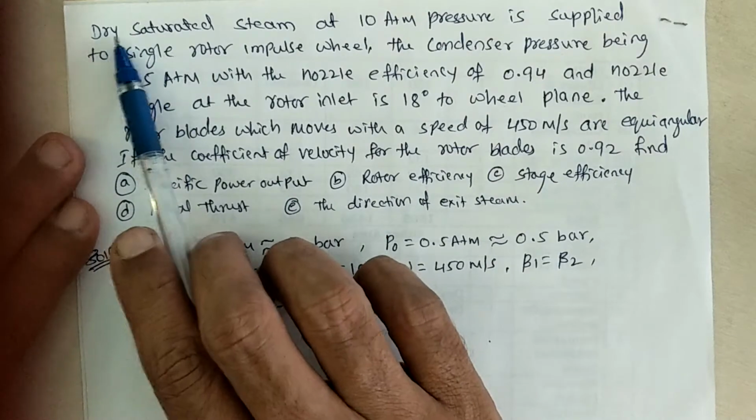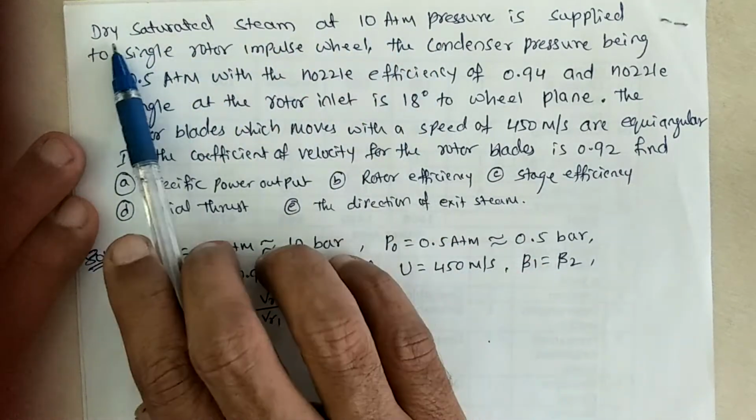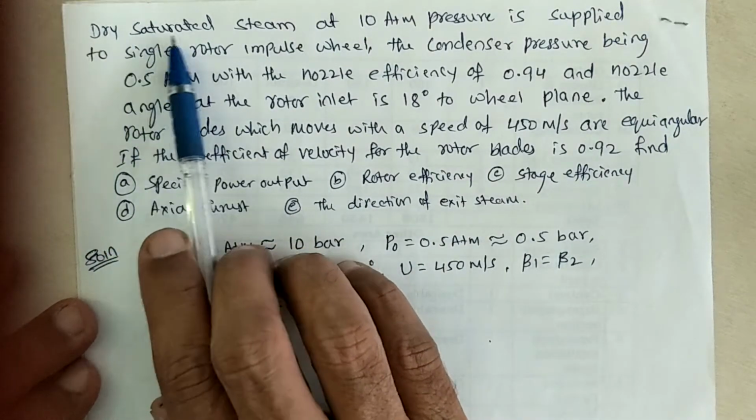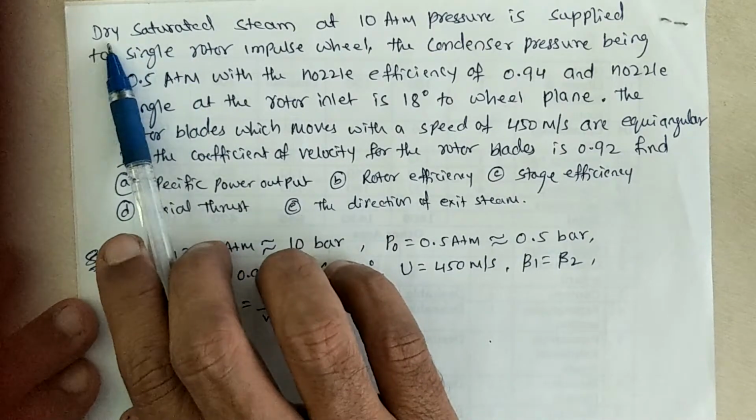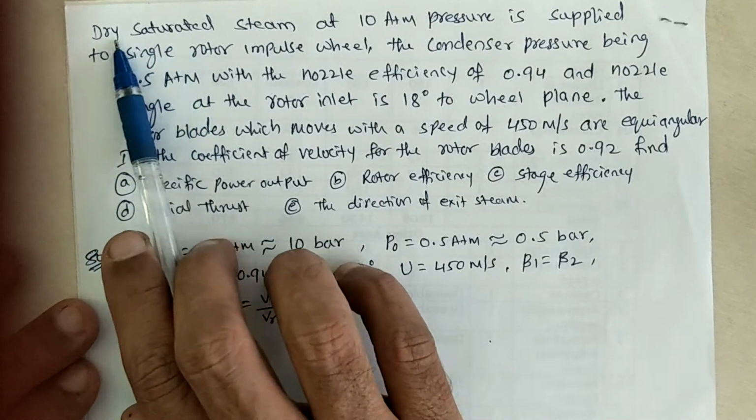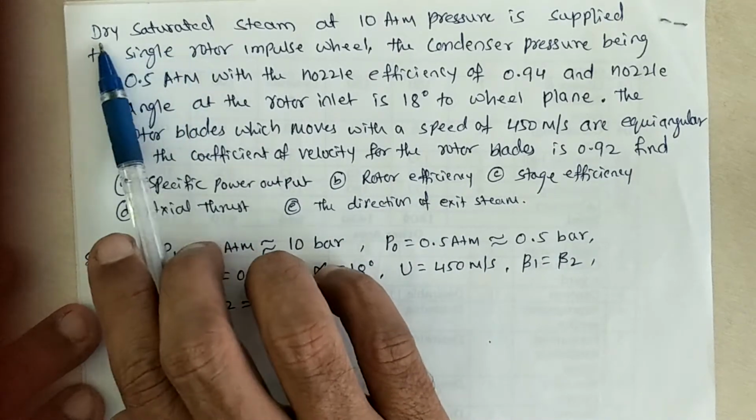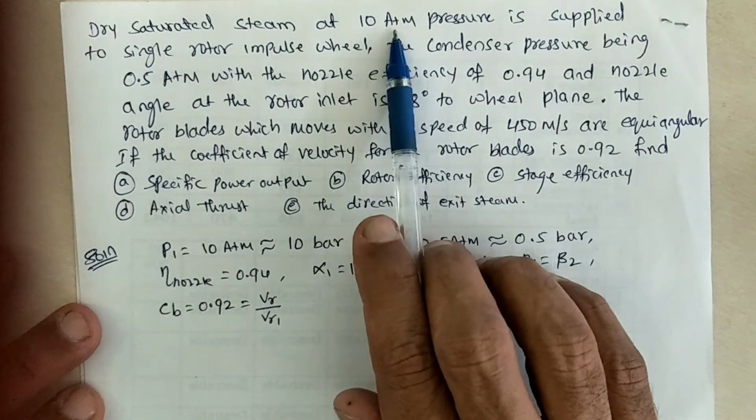So here, dry saturated steam at 10 atmosphere, right? The condition of the steam is mentioned here. The condition of the steam is dry saturated, so it is neither wet steam nor superheated steam. So the condition of the steam in this problem is dry saturated steam at 10 atmosphere.